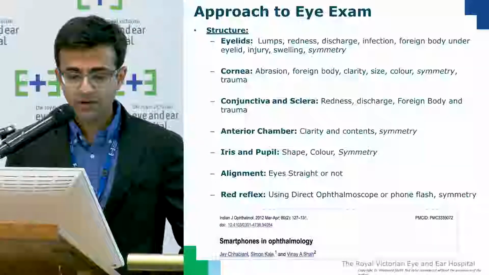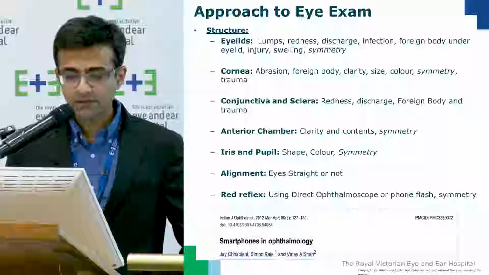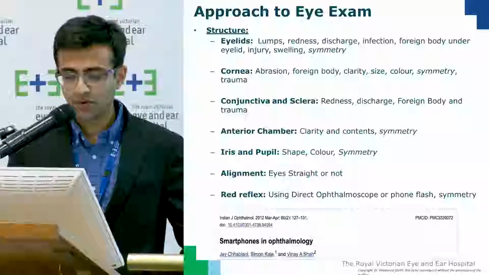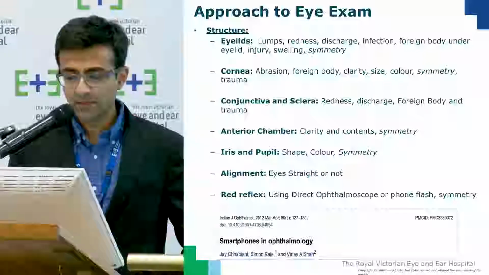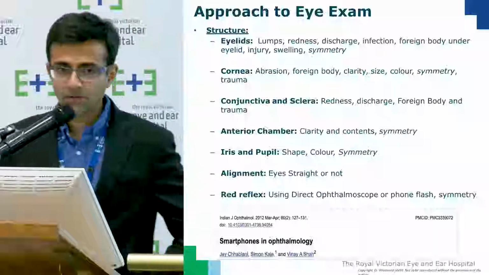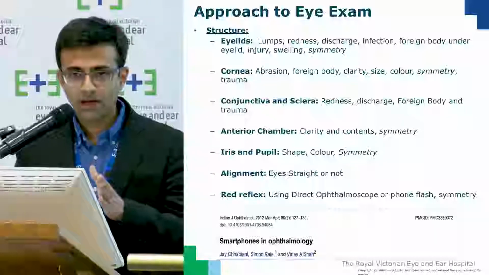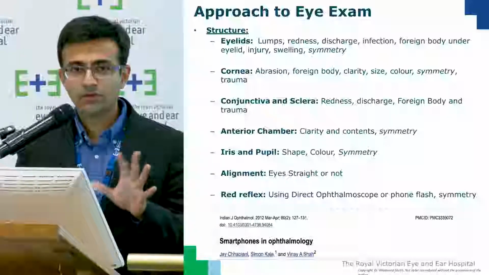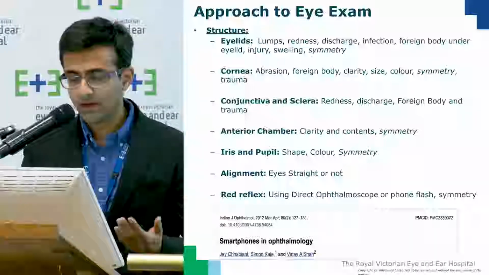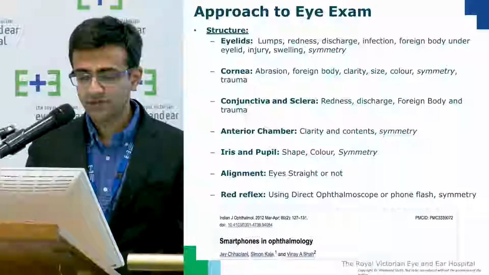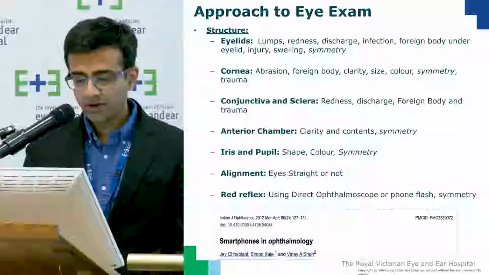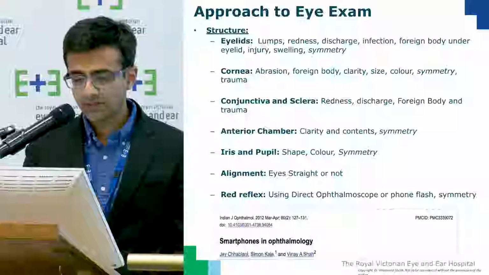Cornea, common things are abrasions, foreign bodies, sometimes corneal haze, size of the two eyes of the cornea, the color of the cornea, and symmetry. I put symmetry in italics just because a lot of the time people are looking just at one eye at a time, and you might miss a pathology if you don't look at both eyes together, because comparing a normal eye and an abnormal eye might sometimes give you more information than just looking at one eye at a time. Conjunctival redness, extremely common, sometimes scleral redness.